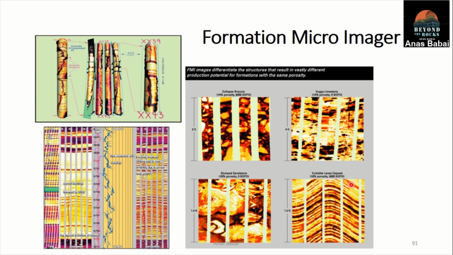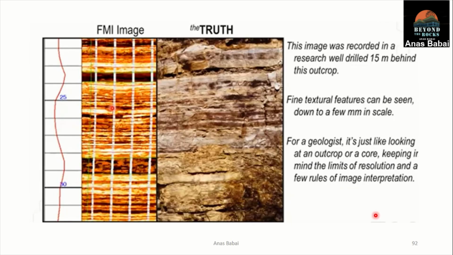So we can evaluate the depth, if the horizon is vertical, if it's horizontal, or if it's dipping, and we can also analyze any variation in the composition within the borehole. This is a clear image. This is the true outcrop, and this is the FMI. This is done for research 15 meters behind the outcrop.